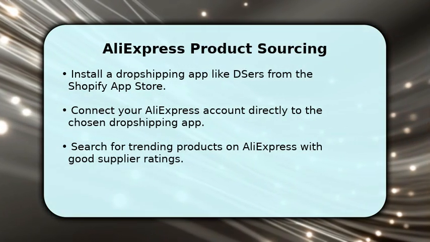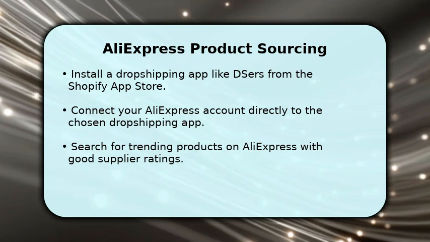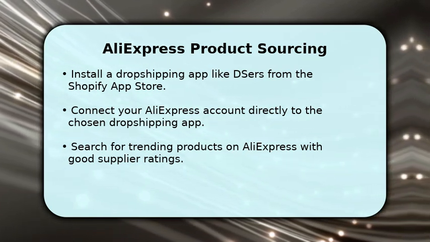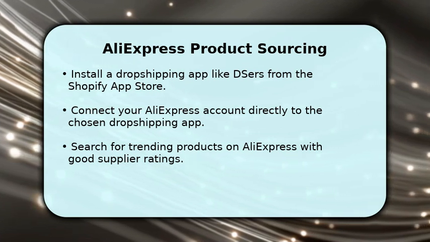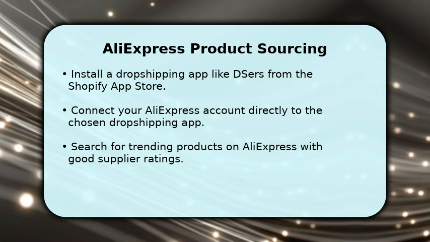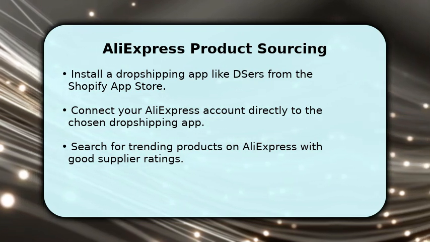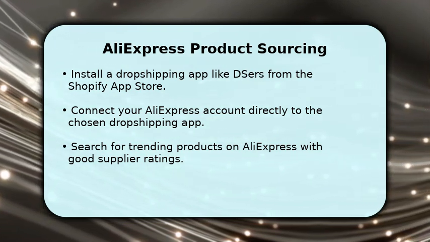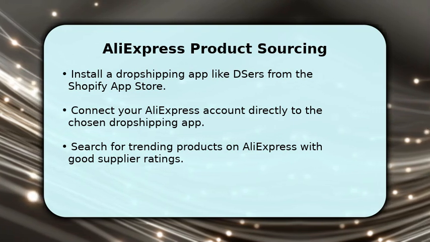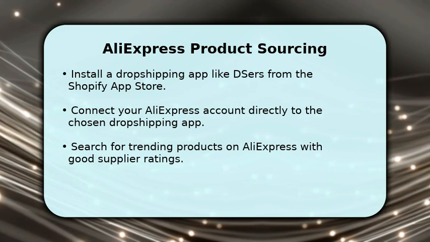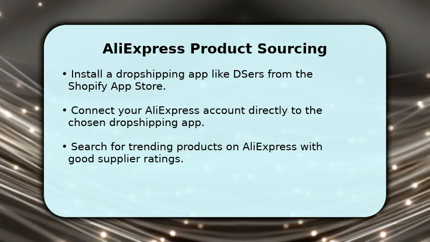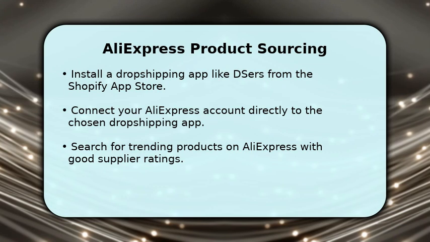Now, let's integrate AliExpress. Head over to the Shopify App Store and install a reliable dropshipping app, such as DServes. Once installed, connect your AliExpress account to this app. You can then begin searching for trending products on AliExpress, always prioritizing items with high ratings and trustworthy suppliers. With your chosen products, import them directly into your Shopify store, ready for customers to browse and purchase.